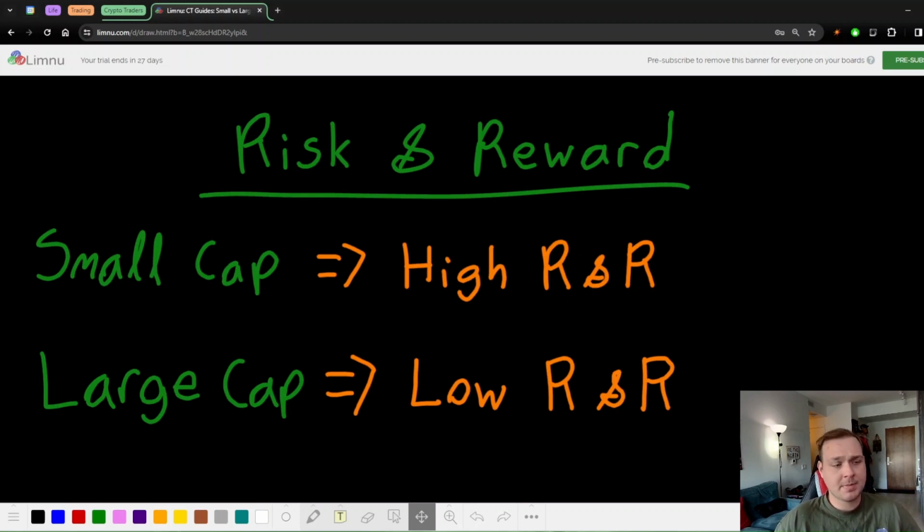So small caps can be profitably traded on a short term. However, large caps are more suitable for a long-term investment. And I say that loosely. You can trade large caps with leverage, and you can still make sizable gains that you would have made trading a small cap token. But with that leverage also comes risk, and you have to be careful of that, especially if you're going to be leveraging a small cap token.